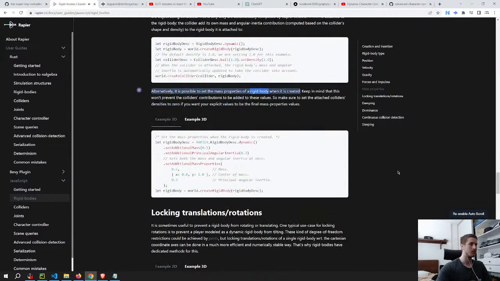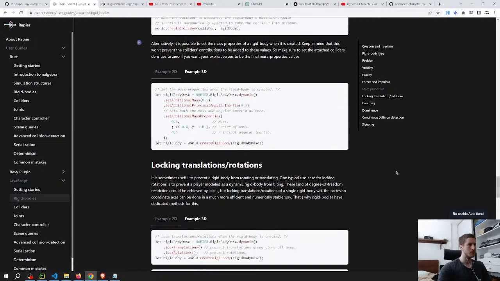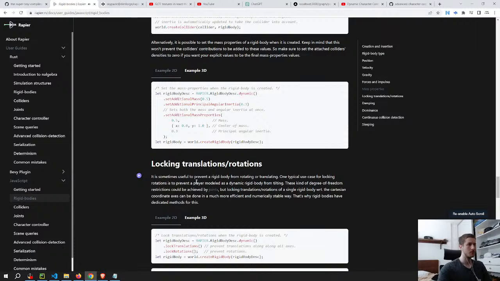Alternatively, it is possible to set the mass properties of a rigid body when it's created. Keep in mind this won't prevent the collider's contributions from being added to these values. So make sure to set the attached collider's density to 0 if you want your explicit values to be the final mass properties values. Example 3D: set the mass properties when a rigid body is created. let rigid_body = RigidBodyBuilder::dynamic().additional_mass(0.5).